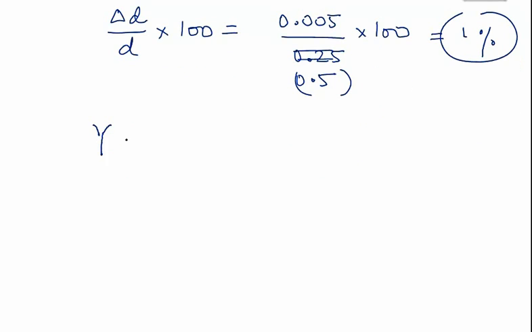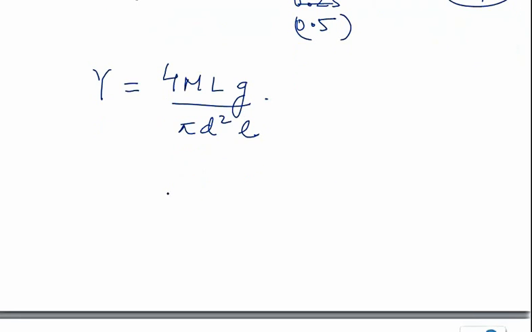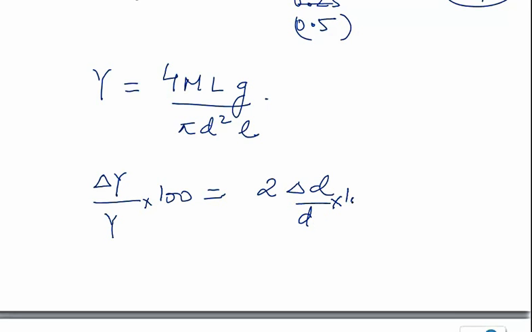Now Young's modulus is given by 4 times MLg divided by pi d squared into l. So if we take percentage error in Young's modulus, that will be equal to 2 times delta d by d into 100 plus delta l by l into 100.